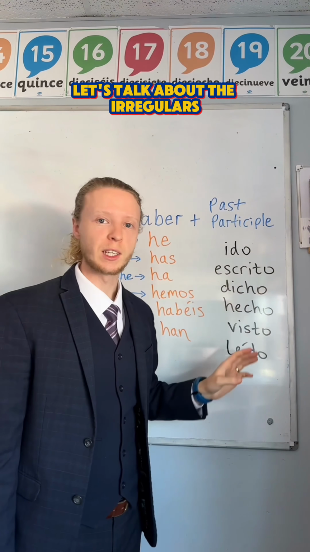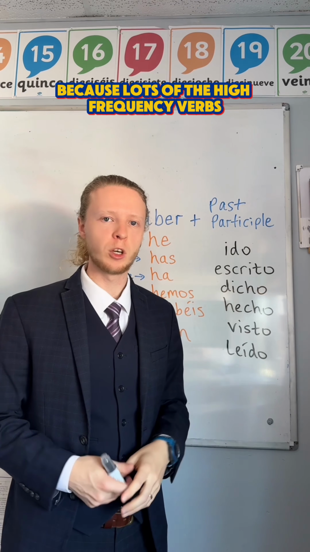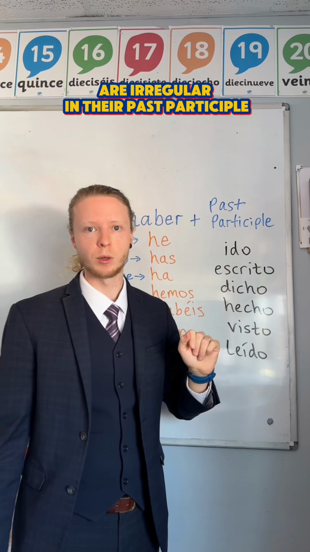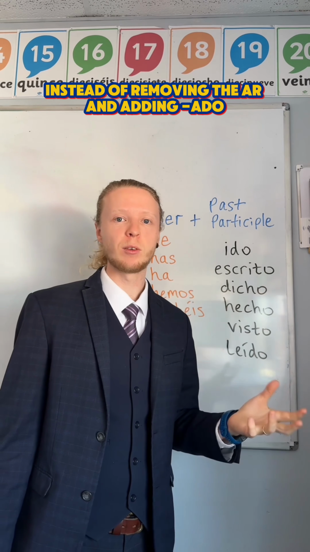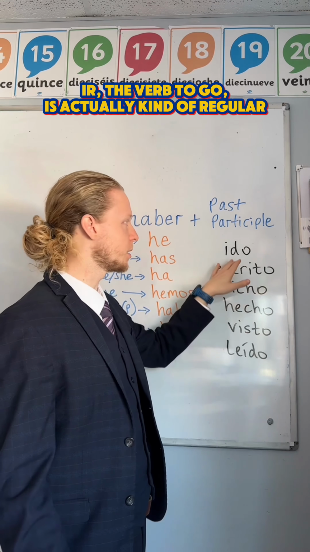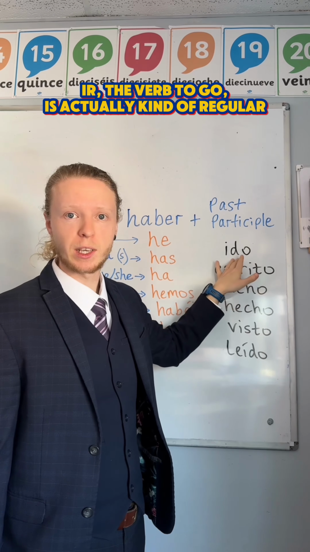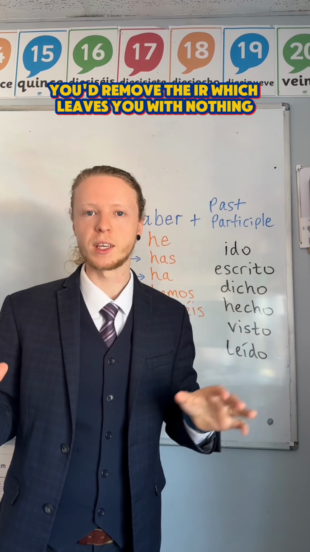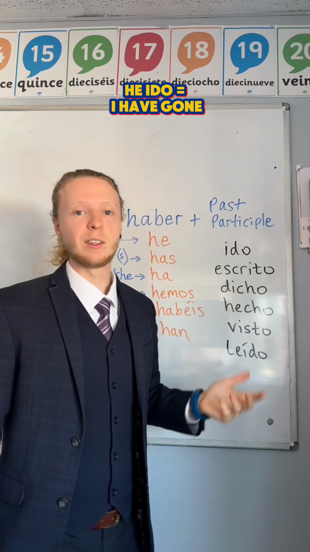Let's talk about the irregulars, because lots of the high frequency verbs that we need all the time are irregular in their past participle. Instead of removing the AR and adding ado, or the ER and IR ending and adding ido, they do something a little bit different. Ir, the verb to go, is actually kind of regular, because if you think of it as an IR verb, you'd remove the IR, which leaves you with nothing, and you'd add ido. He ido, I have gone.